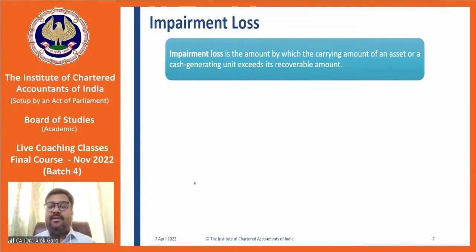So impairment is there. Okay. So I need to recognize the impairment loss of 7,000 rupees, and I have to reduce the value of this asset by 7,000 rupees to get this at recoverable value. Okay.